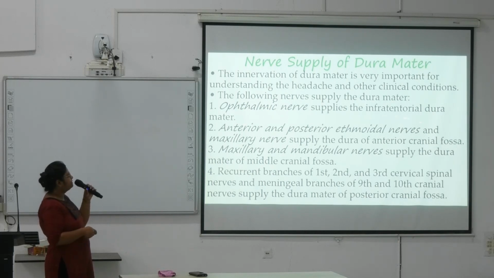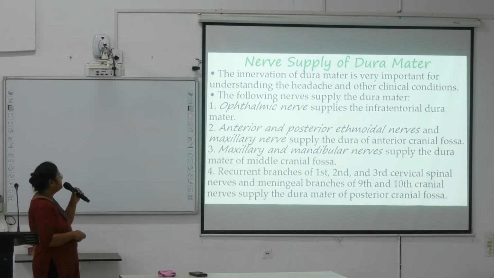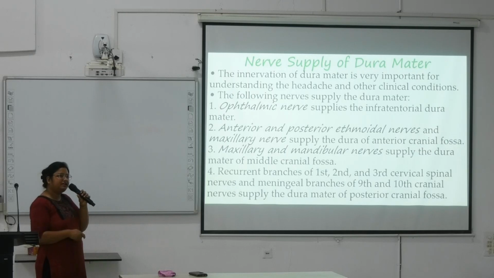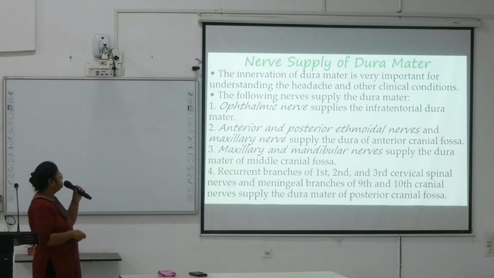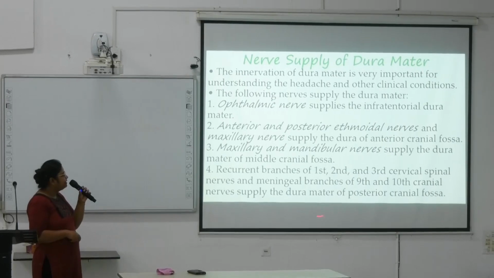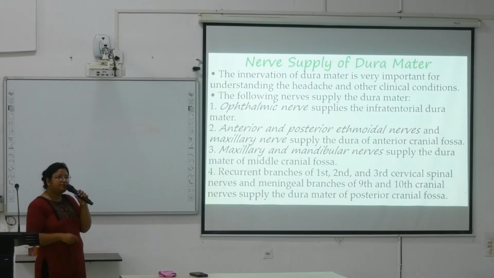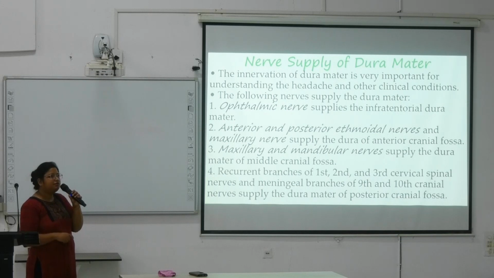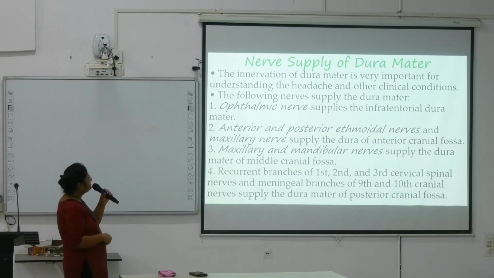Ophthalmic nerve supplies the infratentorial dura mater. Okay, below the tentorium, and anterior and posterior ethmoidal nerves and maxillary nerves supply the dura of the anterior cranial fossa. And maxillary and mandibular nerves supply the dura mater of the middle cranial fossa. And recurrent branches of the first, second, and third cervical spinal nerves and meningeal branches of the ninth and tenth cranial nerves supply the dura. So in the different cranial fossae, we have different supply of the dura mater. Okay, different nerve supply. Next.